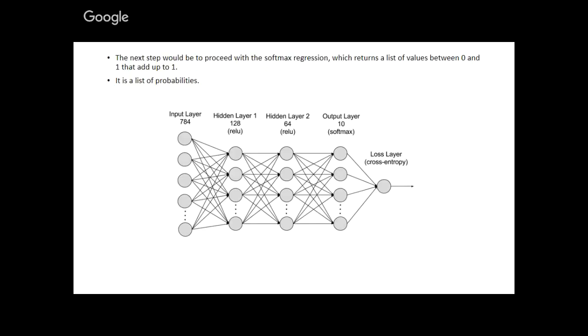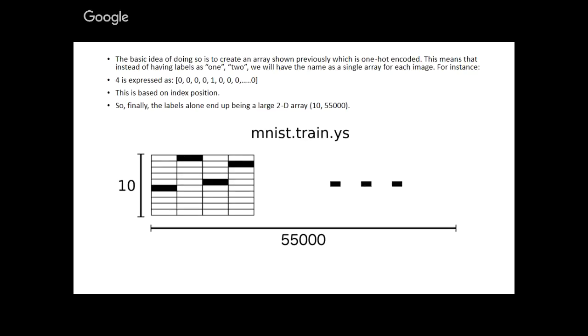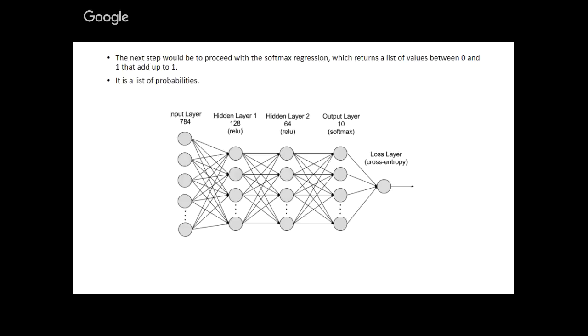So now we have created an array of these handwritten digits. Now what we do is, our input layer is basically of size 784. We produce two hidden layers and an output layer which is a softmax. This is basically the training section.